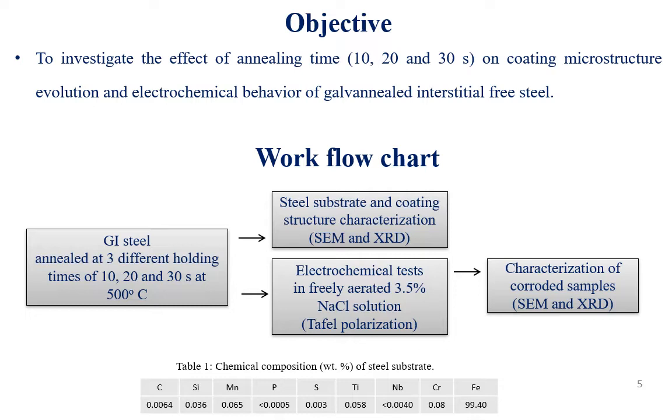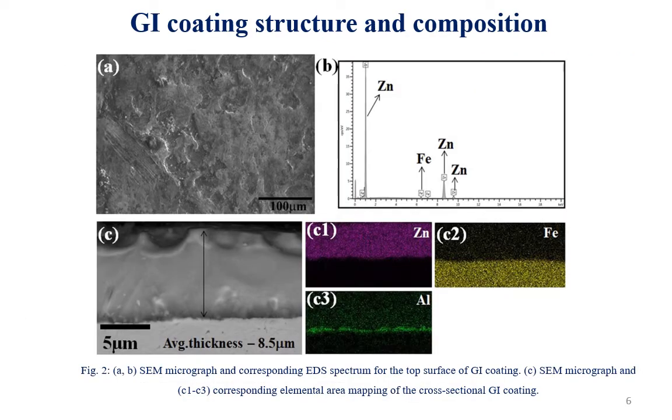In this study, I have used interstitial free steel as the substrate. The carbon percentage is 0.0064. These are the GI coating images. The coating looks smooth, and the EDX analysis clearly shows only zinc peaks. This is the cross-sectional coating, homogeneously pure zinc only, and EDS elemental mapping also clearly shows the distribution of zinc throughout the coating with no presence of iron. At the same time, I observed a very thin iron aluminum layer at the substrate coating interface. It controls the diffusion of iron into the coating. That's why I observed only pure zinc coating.